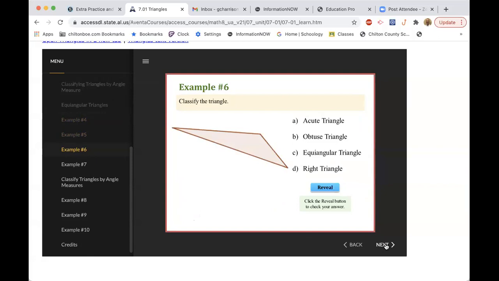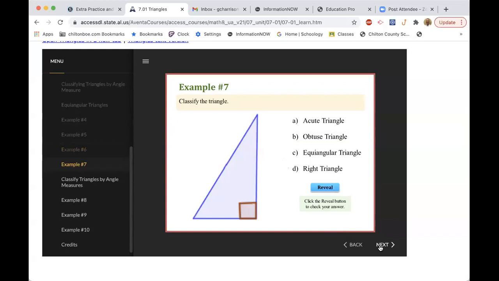Try this one. This one should be easy because that is definitely an obtuse angle right there. This is an obtuse triangle because it has one obtuse angle. Try number 7. Even easier because it has this box here showing you this is a right angle, so that makes it a right triangle.